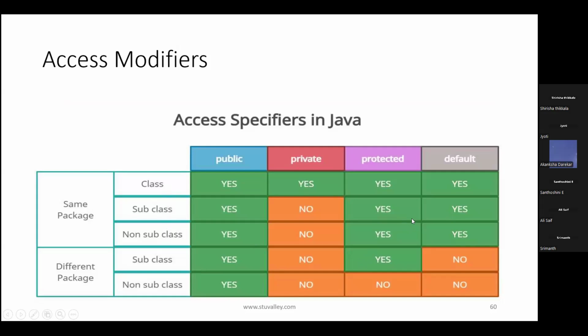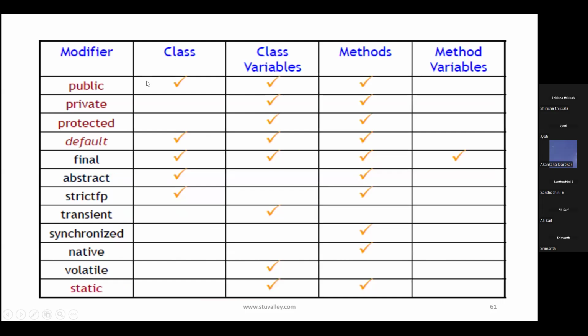Okay, clear? We can apply these modifiers to the class, variables, and methods. Not method variables. Method variables are always local variables. We never provide these modifiers to them. Clear? Any doubt till here? Anyone?